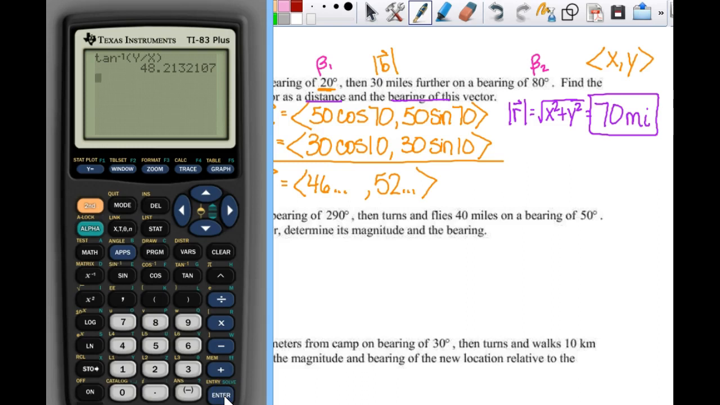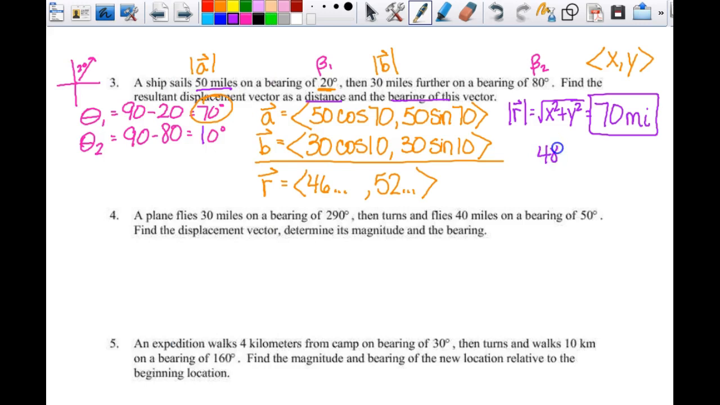Okay, so I get 48.213 degrees. But what is that? What does that represent? Is that my answer? No, this is my theta. Do I want theta? No, I want beta. I need the bearing, right? So what do I do with this? Subtract it from 90. The bearing is 90 minus theta, just like theta is 90 minus the bearing.